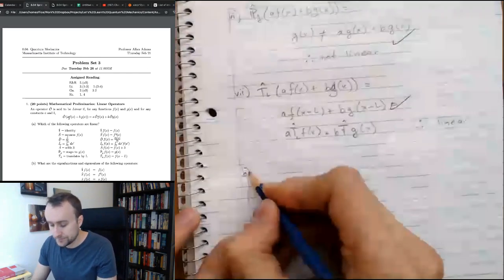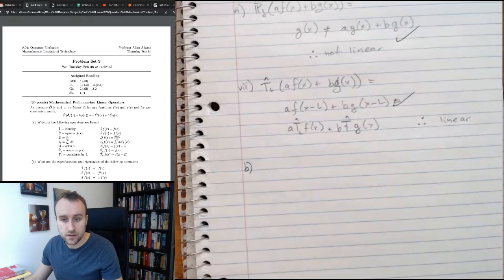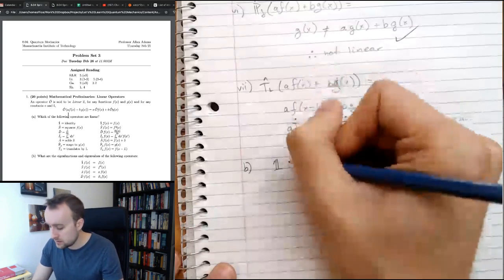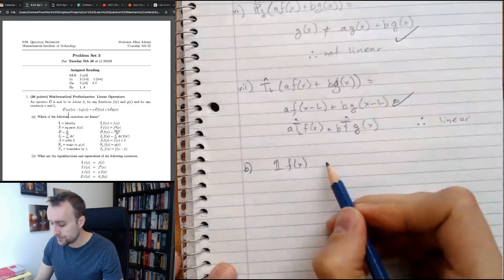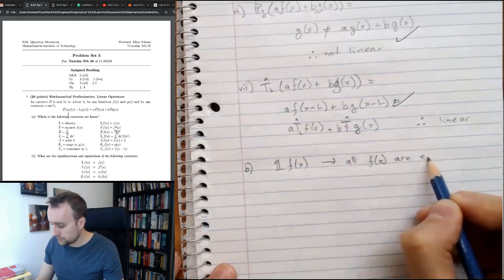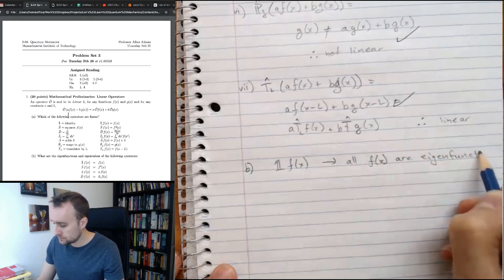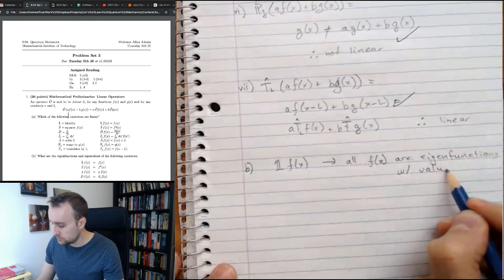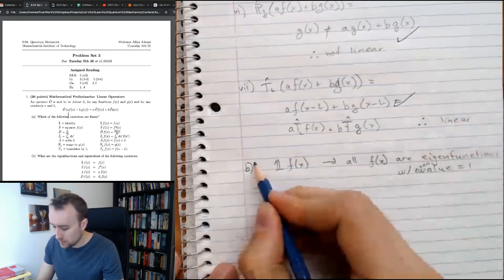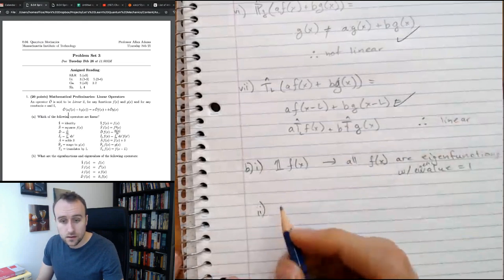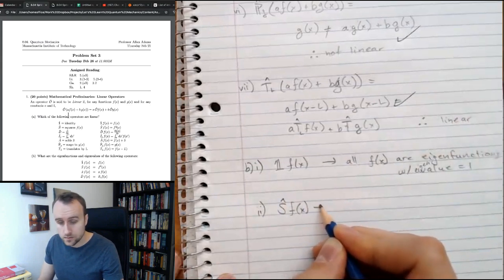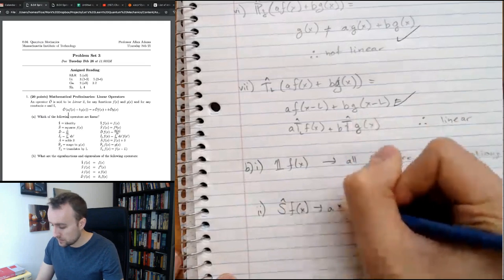All right, B, the eigenfunctions and eigenvalues of the following operators. Okay, identity operator. All f(x) are eigenfunctions with value 1, the eigenvalue equals 1. Squaring: f(x) goes to a f(x).